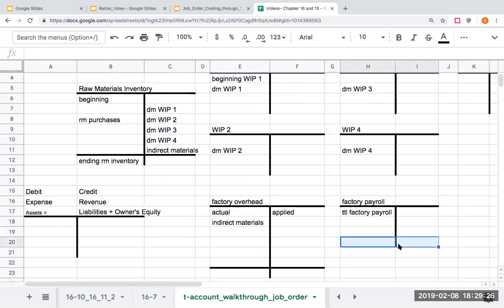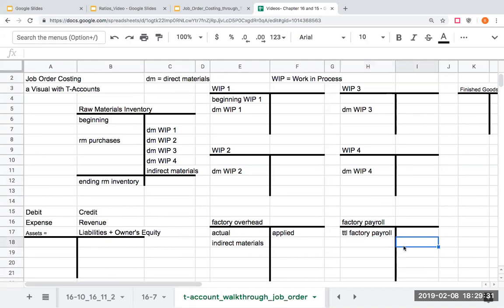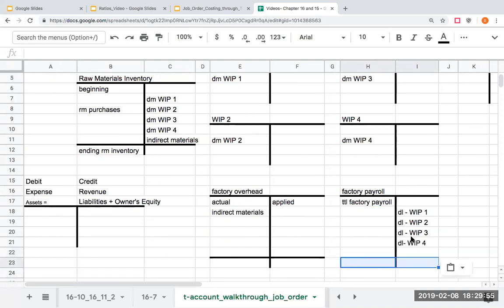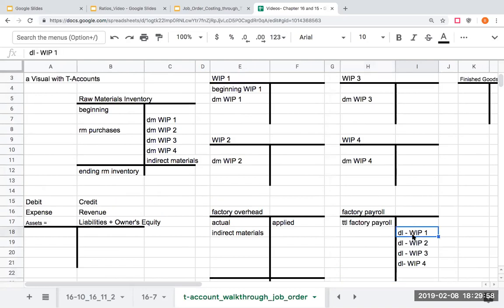Now, what comes out of this total factory payroll? What comes out of my total factory payroll are my direct labor to work in process 1, direct labor to work in process 2, direct labor to work in process 3, and then direct labor to work in process 4. So I'm going to apply that factory payroll to the various T accounts. I'll essentially credit this out. So this is going to come here from the factory payroll.